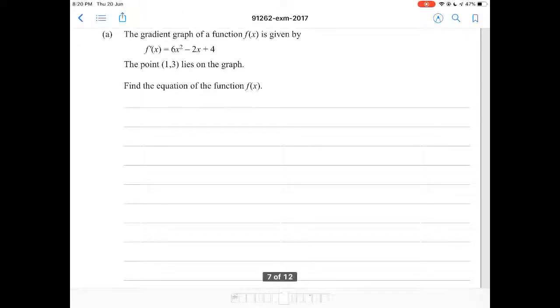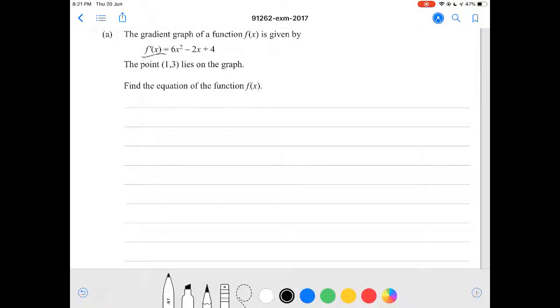The gradient graph of a function f of x is given by f dash of x equals 6x squared minus 2x plus 4. The point (1, 3) lies on the graph. Find the equation of the function f of x. So we know we have our gradient function, so we need to integrate to find our function. Okay, so this time we're reversing our steps.